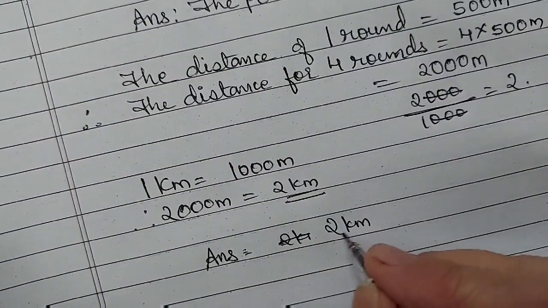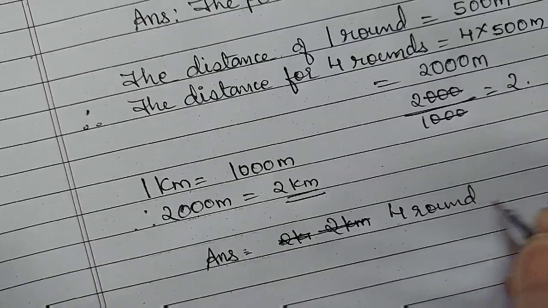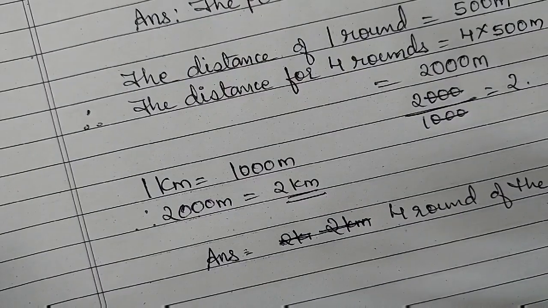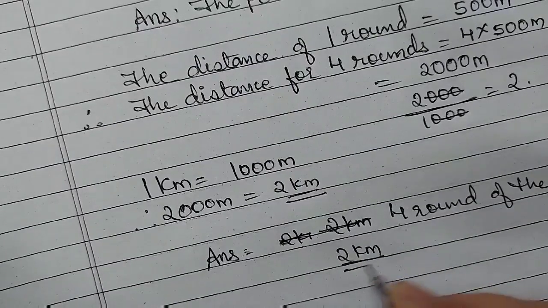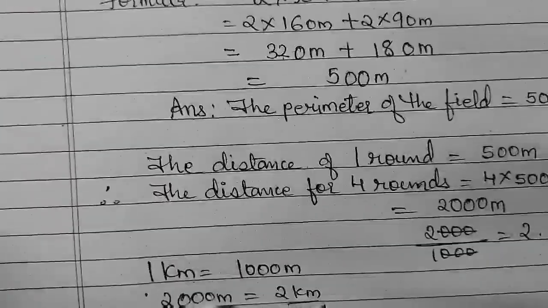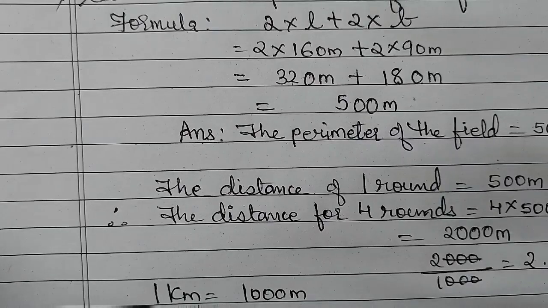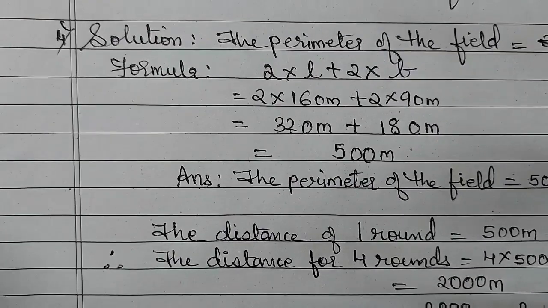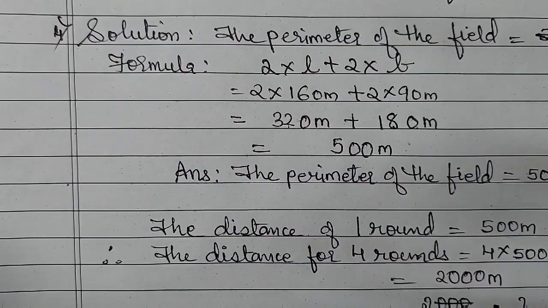4 rounds, you can write it in sentence form. 4 rounds of the field will be 2 kilometers. Understood children? So this question is a little big. You have to break it into parts, understand what is given, what is asked. Now it is asked that four rounds were taken. So first you have to find out the distance of 1 round, then only you can calculate for 4 rounds.